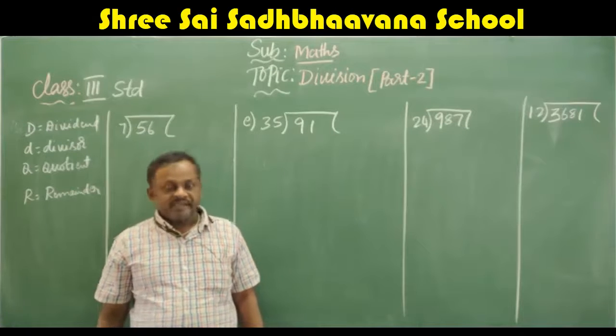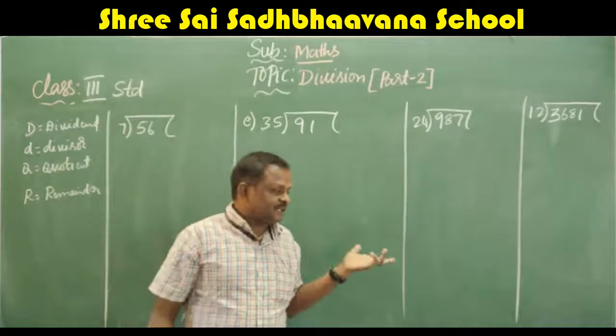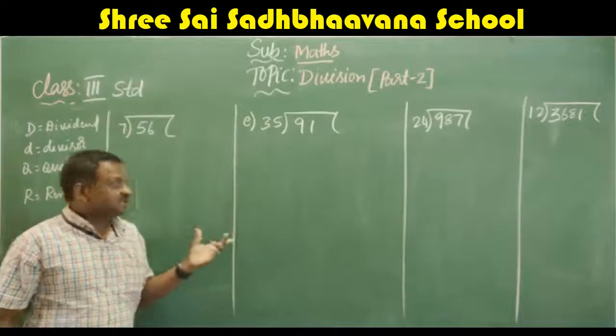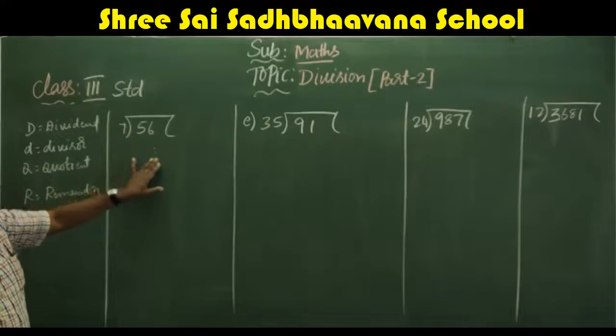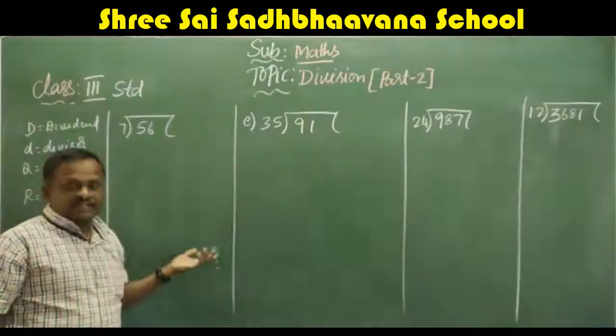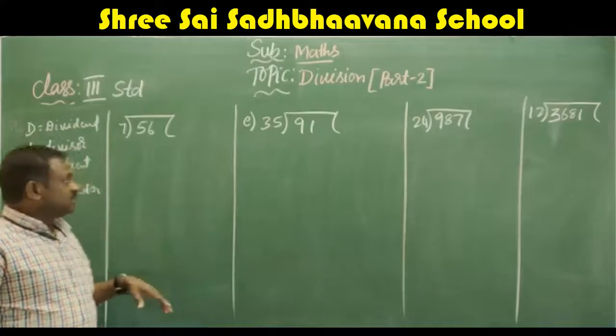Now fifth main. Divide the following and verify the answer they have given. I will show how we can verify whether the division we have done is right or wrong. I will show the problem.